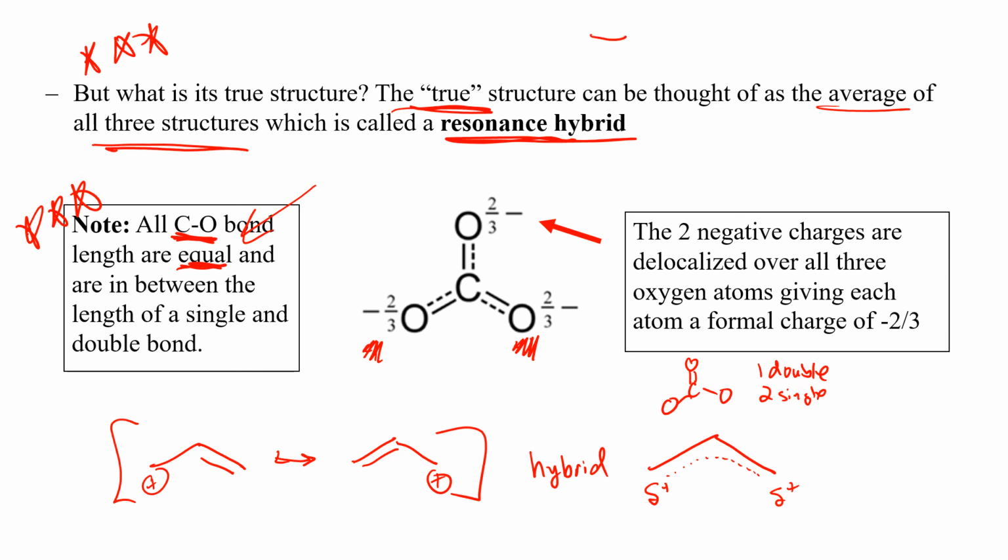Now single bonds are the longest, then double bonds, then triple bonds. Would we expect these bonds to be greater than a single bond or shorter than a single bond length? Well, if they're somewhere in between a single and a double, we'd expect the bond length to be somewhere right between a single and a double bond length. All three of these should be a little bit shorter than a single, but a little bit longer than a double.